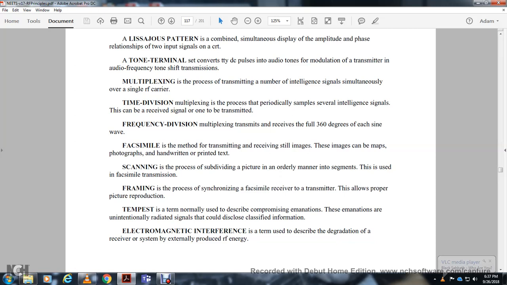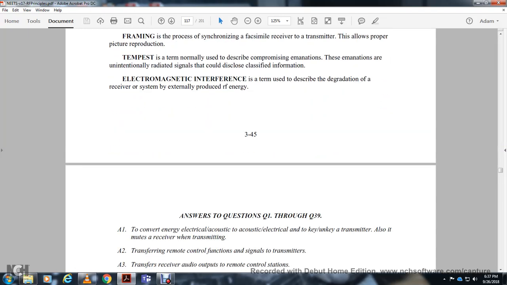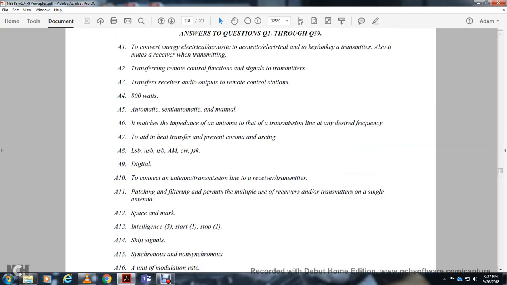TEMPEST is normally used to describe the compromising emanations or intentionally radiated signals that can disclose classified information. Electromagnetic interference is a term to describe the degradation of a receiver system by externally produced radio frequency energy. And that was the Chapter 3 summary.